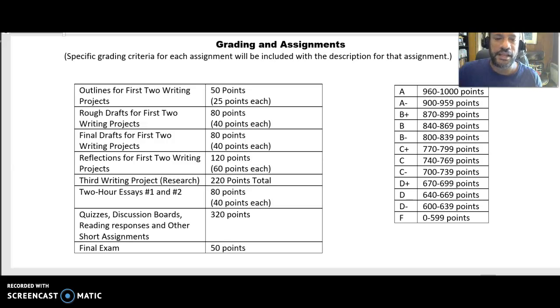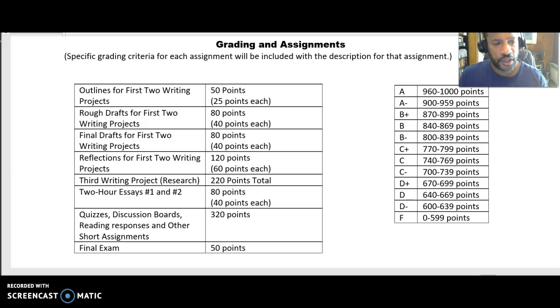So what we've got here on the syllabus are a couple of charts that show us something about the grade. If you look on the right hand side, you can see how many points you need to get an A minus, B plus, etc. There are 1,000 points available over the course of the semester, and you can see how many you will need to get a particular grade. And then if you look over to the left hand side, you can see how those points are broken down.